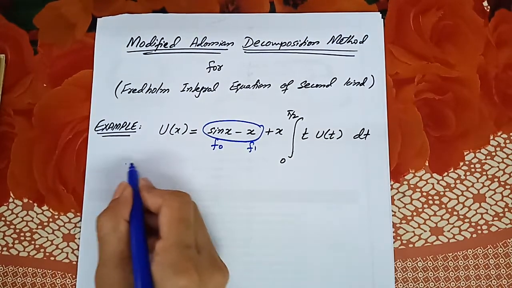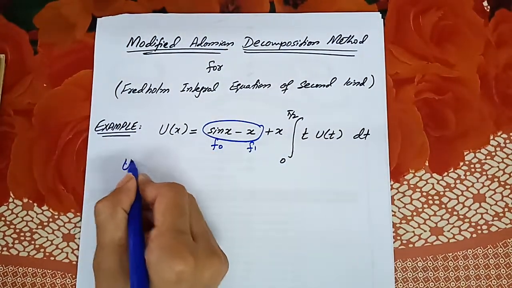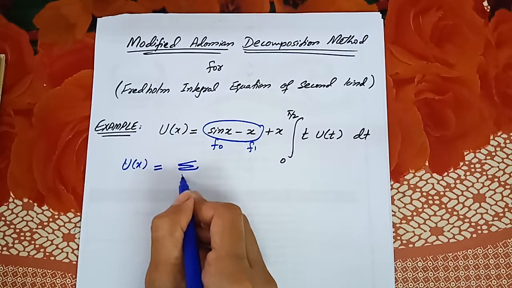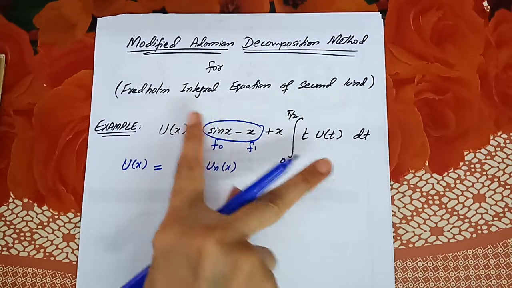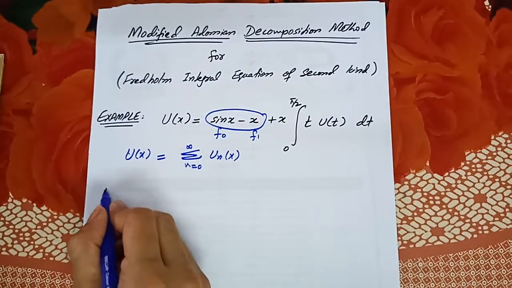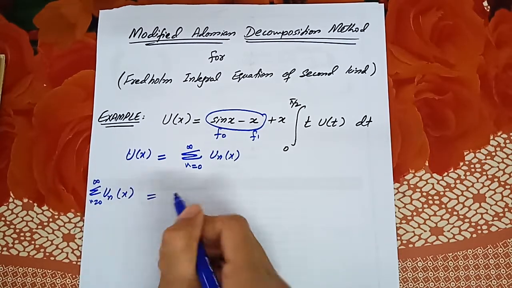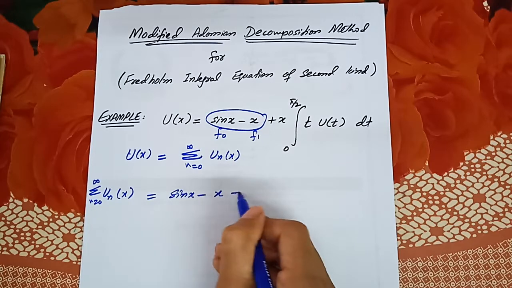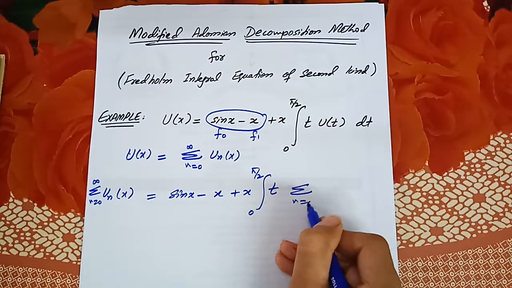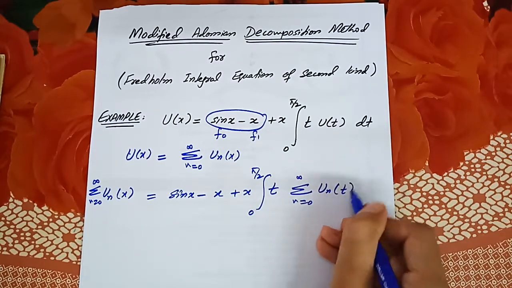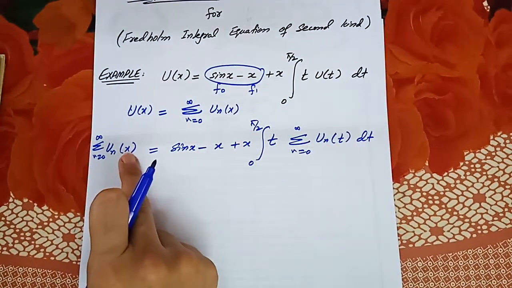Now, before moving on to expand these series, we have to let the series, that is u of x, be the sum from n equals 0 to infinity of un of x. Now let's plug in this u of x here. We'll get the sum from n equals 0 to infinity of un of x equals sine of x minus x plus x times the integral from 0 to pi by 2 of t times the sum from n equals 0 to infinity of un of t dt.